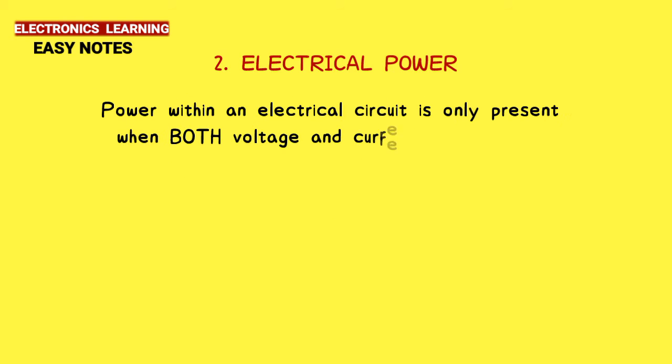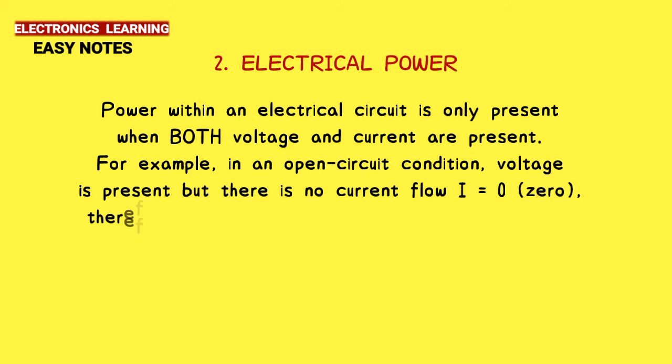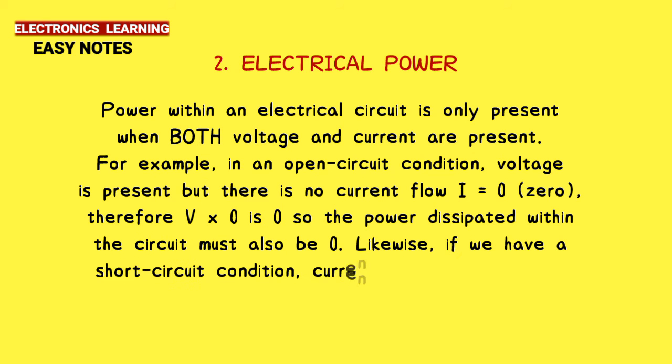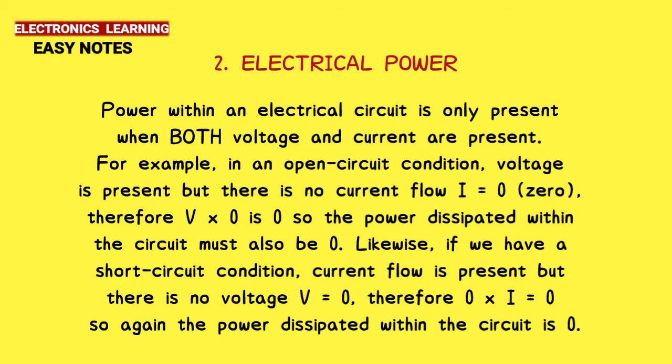Power within an electrical circuit is only present when both voltage and current are present. For example, in an open circuit condition, voltage is present, but there is no current flow, I equals 0. Therefore V x 0 is 0, so the power dissipated within the circuit must also be 0. Likewise, if we have a short circuit condition, current flow is present, but there is no voltage, V equals 0, therefore 0 x I equals 0, so again the power dissipated within the circuit is 0.